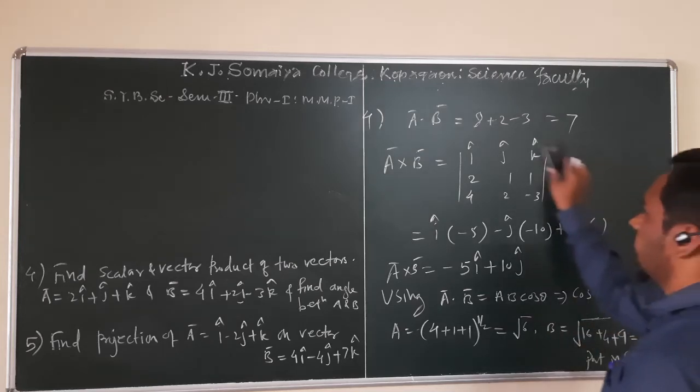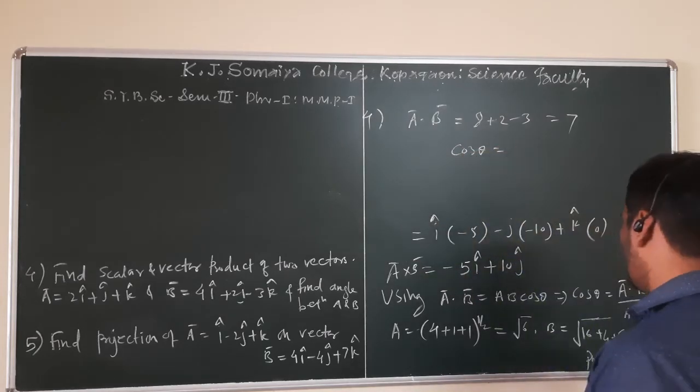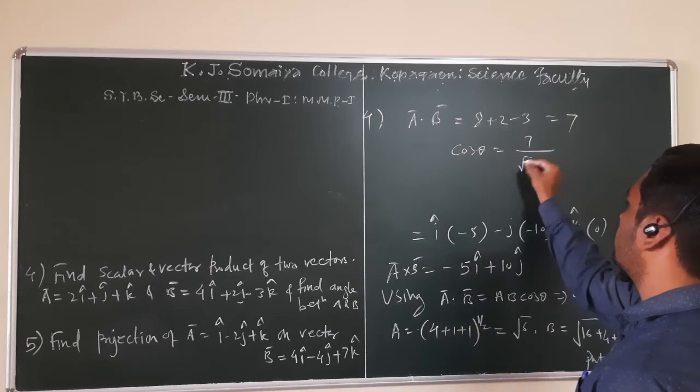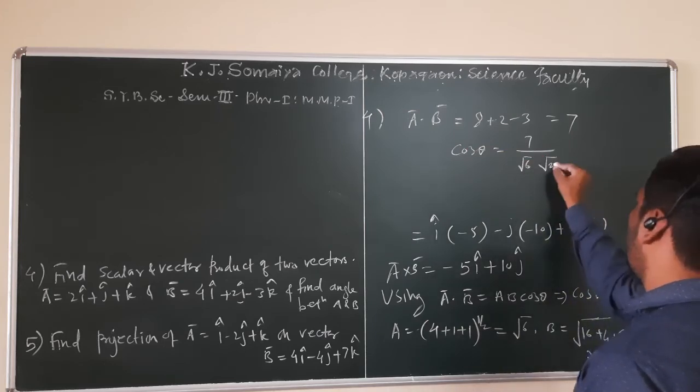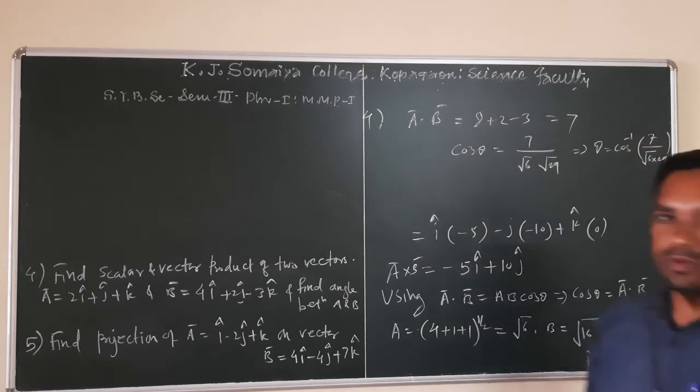we get cosine of theta is equal to A dot B, which is 7, divided by the magnitude of A, root 6, into root 29, okay. So by solving this, you will get theta, which is cos inverse of this quantity, 7 divided by root 6 into 29, okay. So by using a calculator, you can find out that angle, okay. Now we are moving to the last problem.